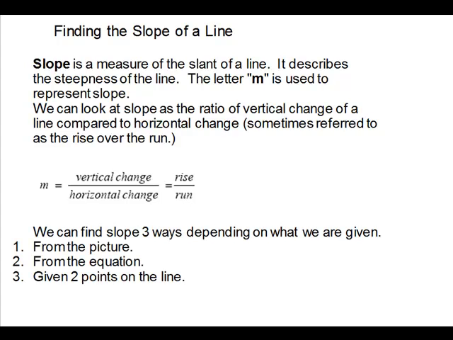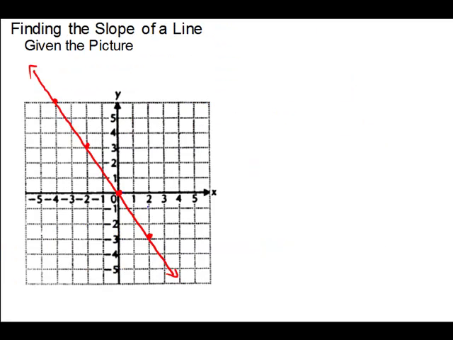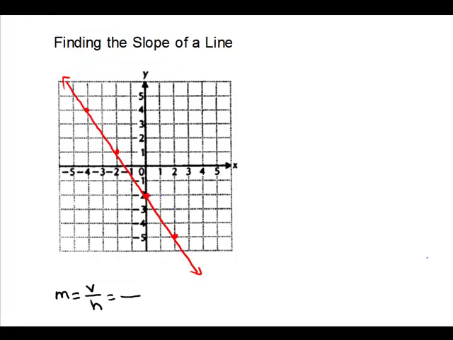We can find slope three ways depending on what we are given. We can find it from the picture, from the equation, or given 2 points that are on the line. First, we'll find the slope of the line given the picture. Let's find the slope of the line given 2 points.